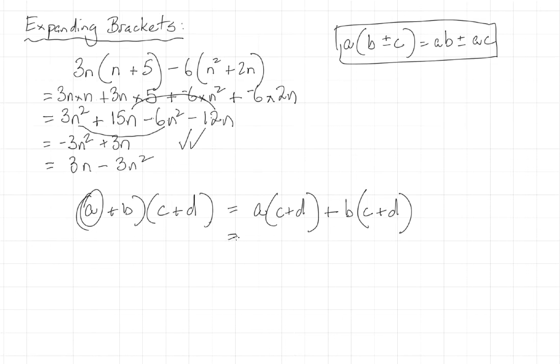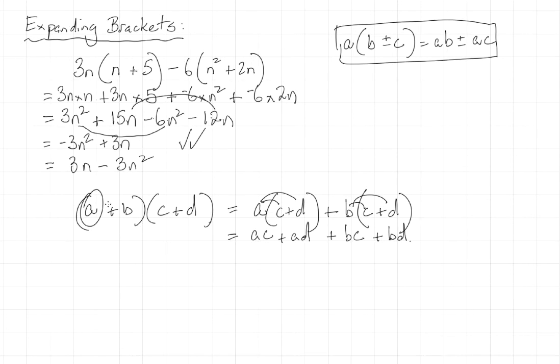And when we remove those brackets, we've got A times C, which is AC. And then the A has got to be multiplied, this plus comes down, and then the A has got to be multiplied by the D. This plus comes down, B times C, plus B times D. So that is the pattern when we're expanding brackets that have two terms in the first and two terms in the second.